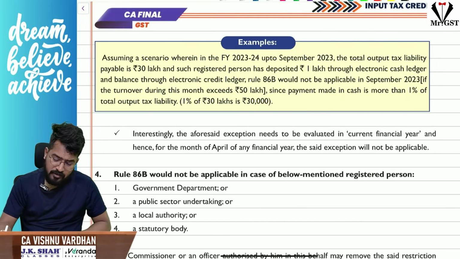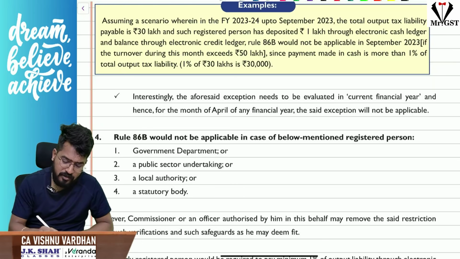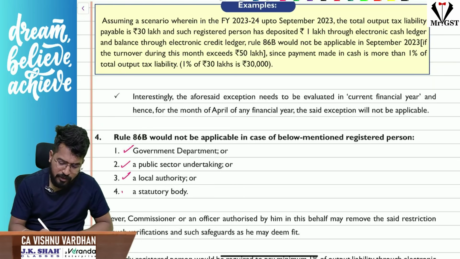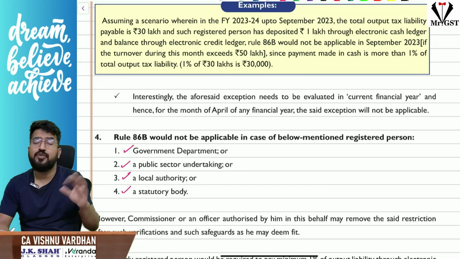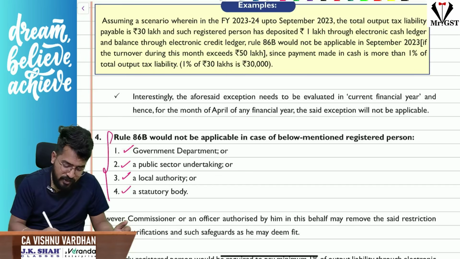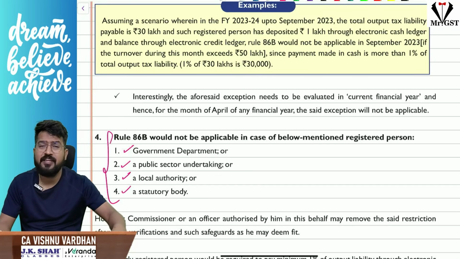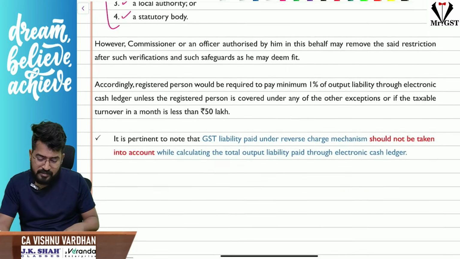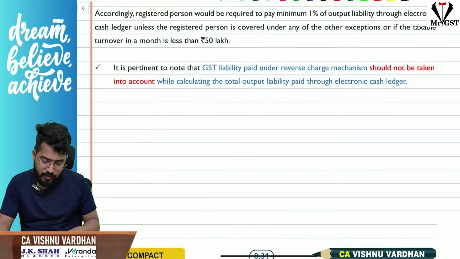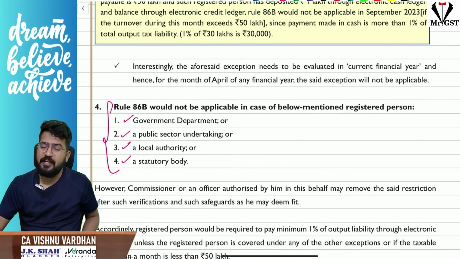And finally, sir, if it is a government department or public sector undertaking, local authority or statutory body, for them also rule 86B is not applicable. So you have understood, don't trouble the trouble here. Okay, if you trouble the trouble, trouble troubles you. I am not the trouble, I am the government. Okay, so that is what the point is all about. So for them rule 86B is not applicable. With this we are done with rule 86A and 86B also.